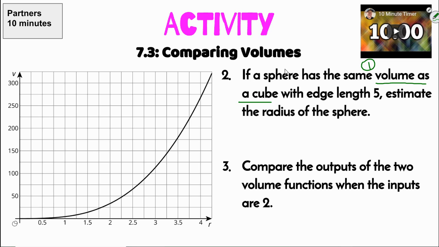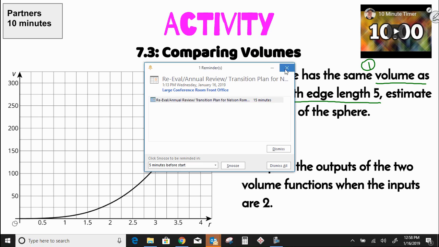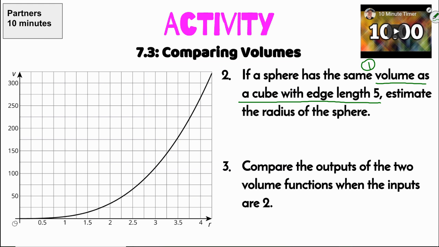So the first thing we need to do is find the volume of the cube that has an edge length of 5. Again, we go back to our equation: V equals the edge length cubed. We know the edge length is 5, the same as writing s equals 5. So we substitute s for 5 cubed, which is 5 times 5 times 5. And that gives us a volume of 125.